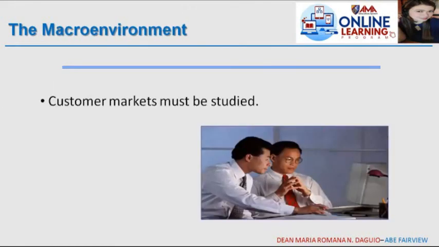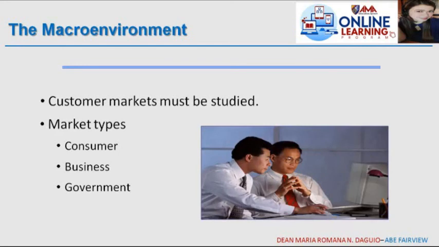So customer markets must be studied. This is under now, class, the macroenvironment. So malawak na yung kanyang sakop. So market types are the following: the consumer, the business. Your market can be consumers, sa kanila mo intended i-offer. Then it can also be for business, government, reseller, and international.